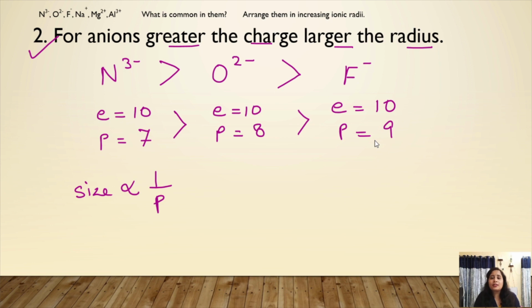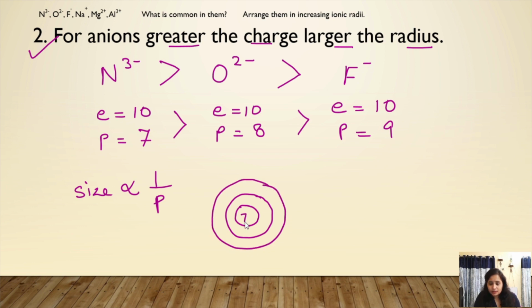Same we can explain with the octet structure. As we did earlier, if we draw the octet structure, this is the nucleus. For nitrogen, we have 10 electrons. Now, it has 7 plus for nitrogen, 2 over here and 8 over in the second.